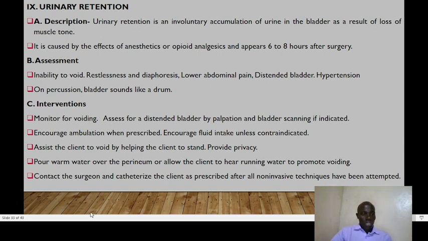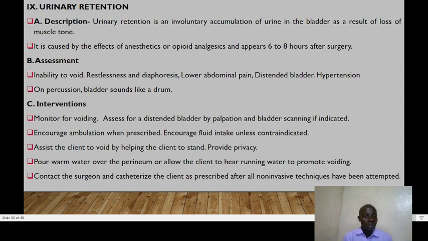You also need to monitor for voiding. Assess for distended abdomen by palpating the bladder or scanning if indicated. You also need to encourage ambulation when prescribed, and also encourage fluid intake unless contraindicated.